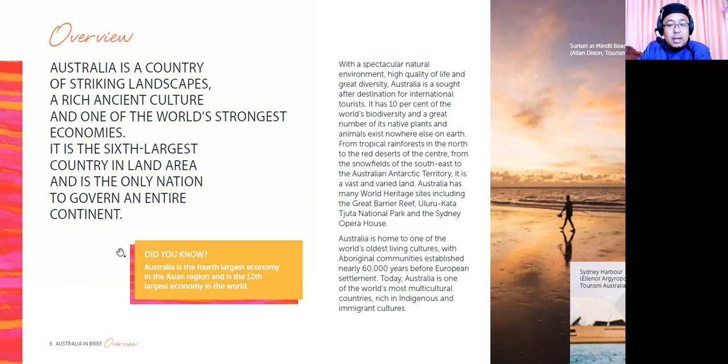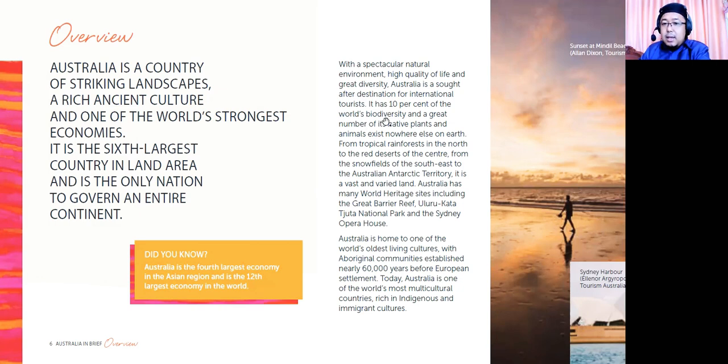Did you know Australia is the fourth largest economy in the Asian region and is the 12th largest economy in the world? Jadi secara ekonomi untuk regional Asia, Australia berada di posisi keempat. Sementara kalau di dunia, Australia berada di urutan ke-12 untuk ekonomi yang terbaik di dunia. With a spectacular natural environment, high quality of life, and great diversity, Australia is a sought-after destination for international tourists.